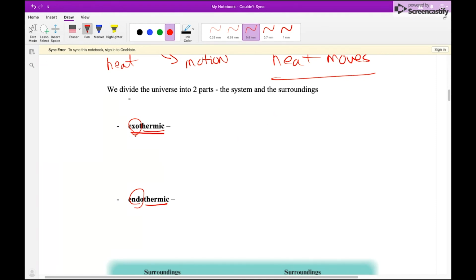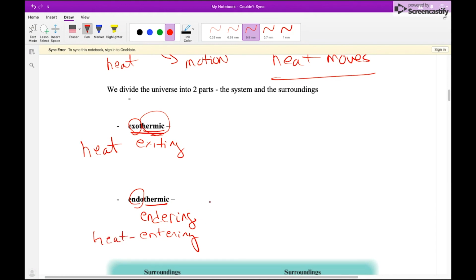Think of exo as exiting, and endo as entering, or enduring. If you break it down, it's really simple. Therm, think of thermals, something you put on to keep warm. So heat exiting would be exothermic, and heat entering or being absorbed would be endothermic.